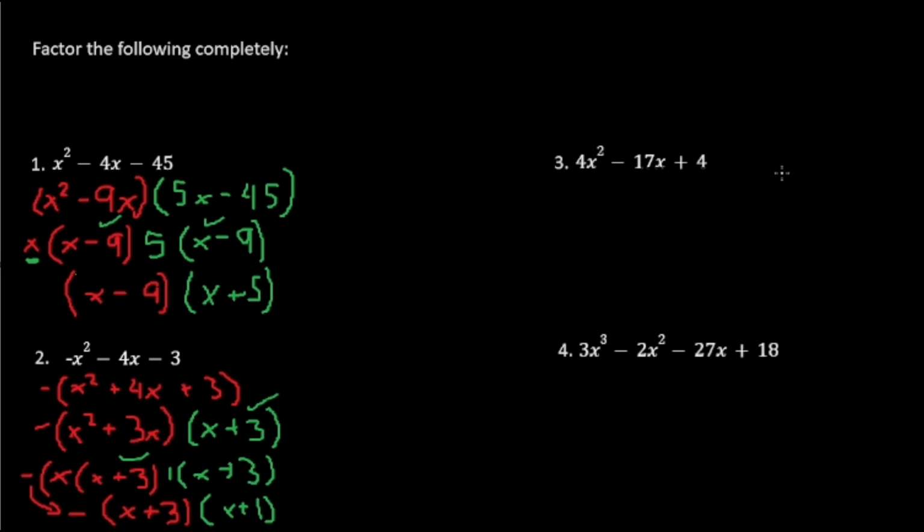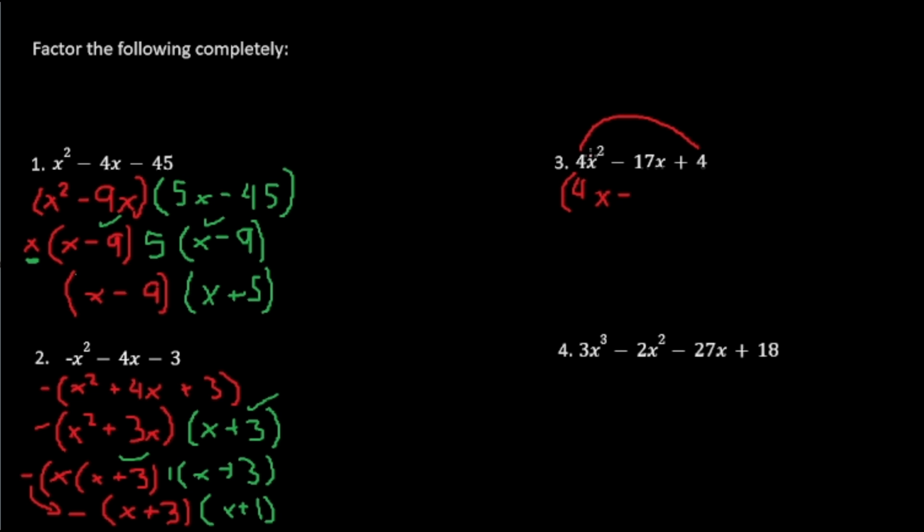So pause the video and see if you can do this by yourself. Okay. So again now, we have another quadratic here, but this time we have a coefficient in front of our variable here. So what we're going to do now is same thing as always. 4 times 4 is 16. So what numbers multiply to 16 but add up to negative 17x? Or to negative 17.